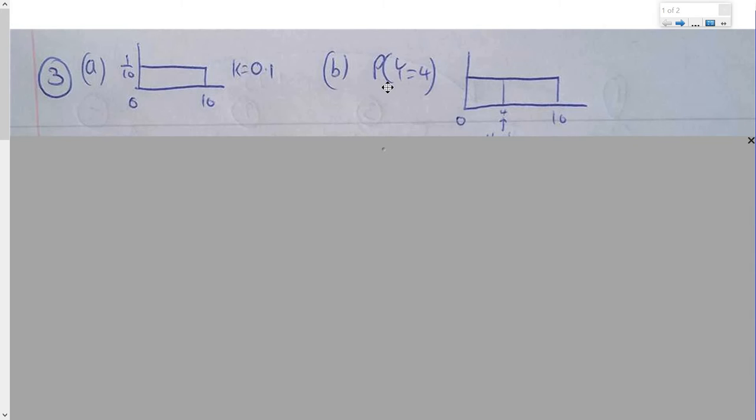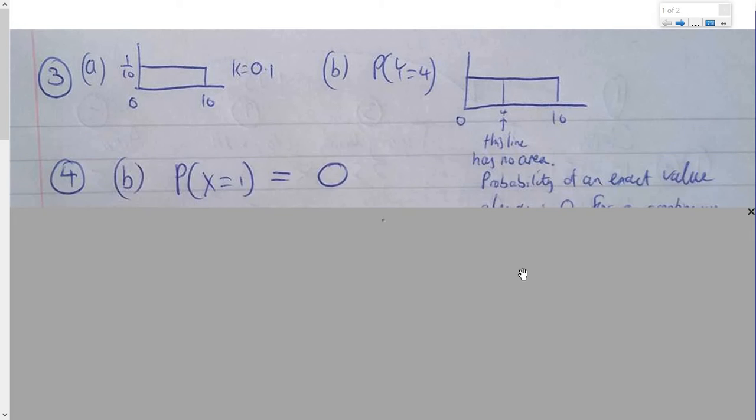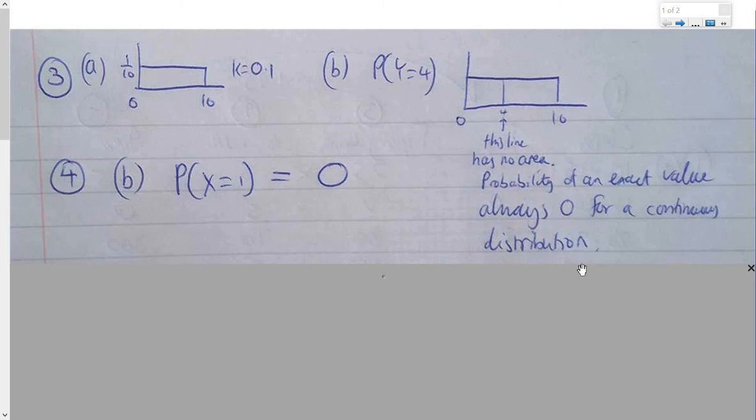For part B, it's asking for the probability of exactly 4. Now if you look at that line, I want it to land on exactly here. Now because that line is only one dimensional, it has no area. Okay, so that means that the probability is going to be 0. It's always 0 for a continuous distribution. It's the same with the normal.